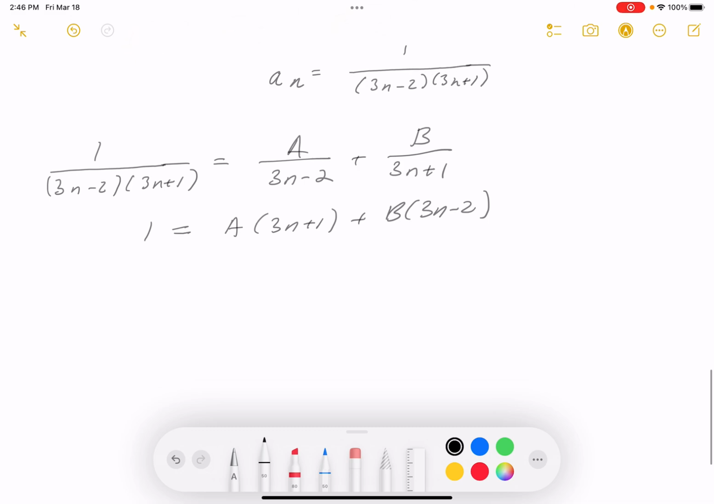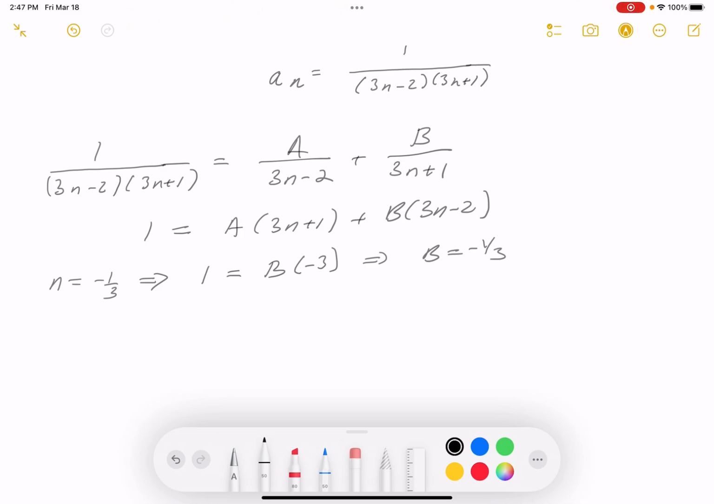Let's pick an easy n. I'm going to say n would be minus 1/3. We get 1. The A would disappear because 3n times minus 1/3 is minus 1, and minus 1 plus 1 is 0. Then what do you get? You get B times, well, let's see, minus 1 minus 2, which would be minus 3. So this tells me B is minus 1/3.